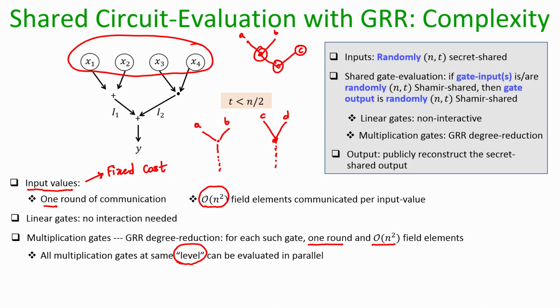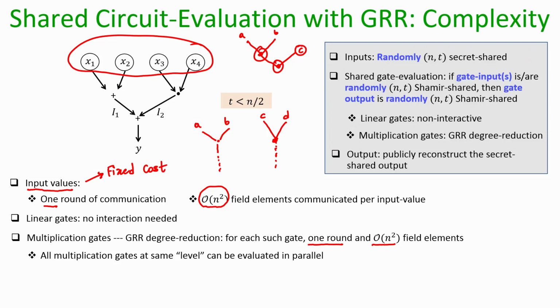So, that is why this second multiplication gate can be considered as if it is at a lower level compared to the earlier multiplication gate. That is what I mean by saying that if you have independent multiplication gates, then they can be imagined or considered to be present at the same layer, and the GRR degree reduction can be invoked in parallel for all such multiplication gates.